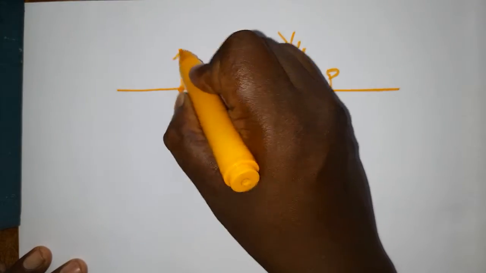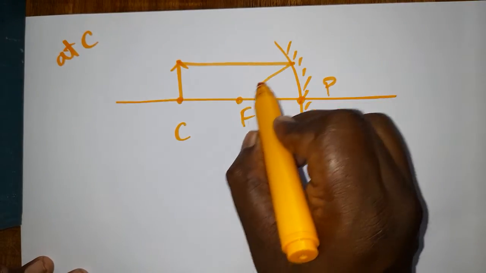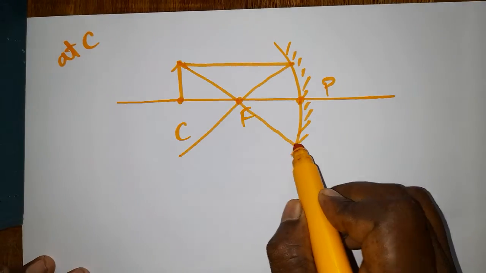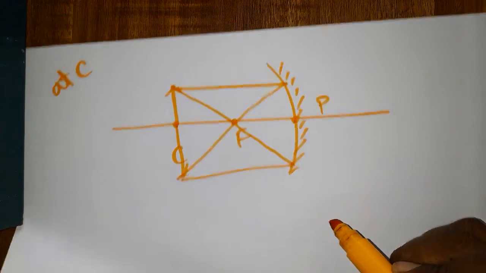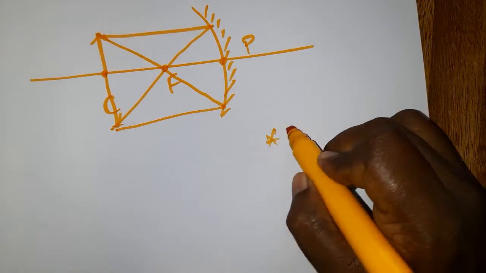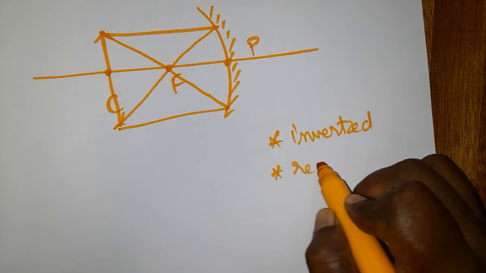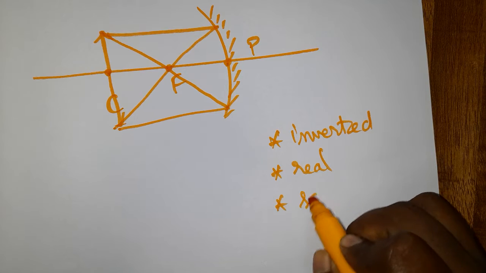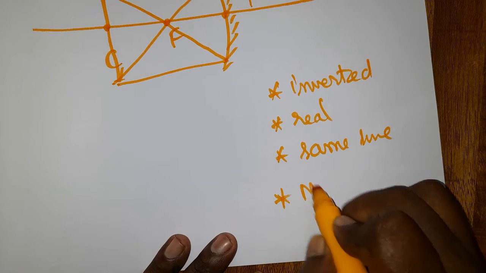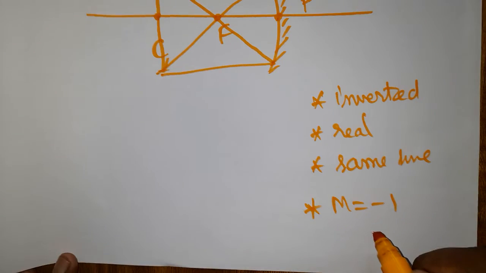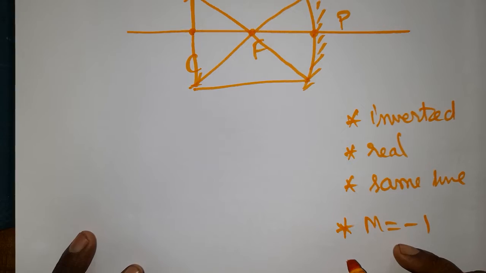The object is exactly placed at C. The parallel ray will go through the focus. The ray which is going through the focus will become parallel. The image is formed inverted, real, and the same size. Magnification is equal to -1: same size, and the minus indicates inverted. The 1 represents that the image and the object are the same size.